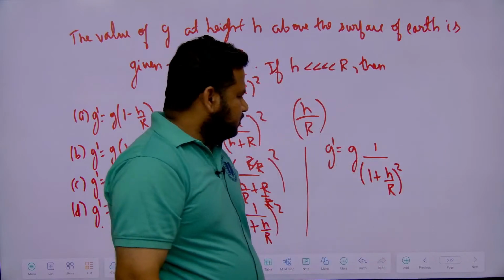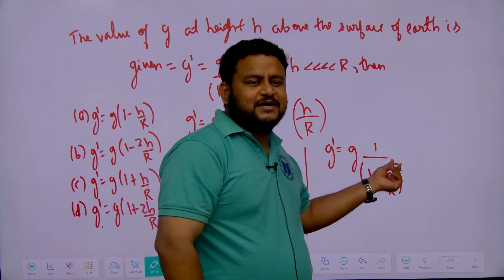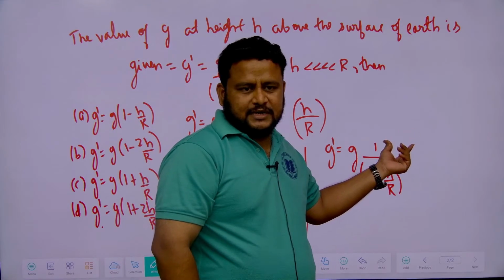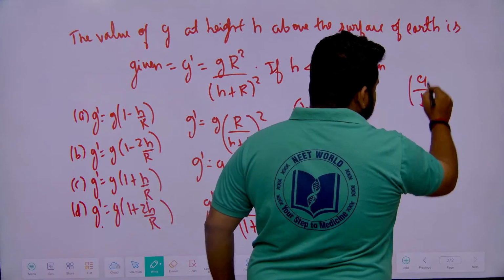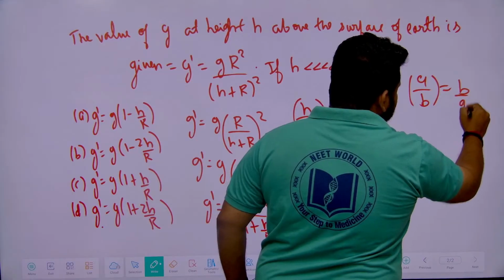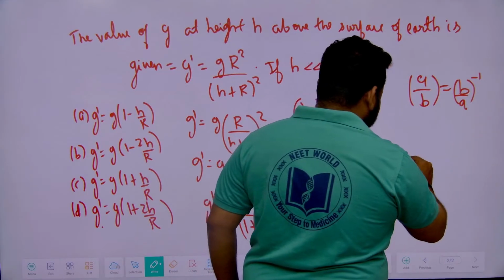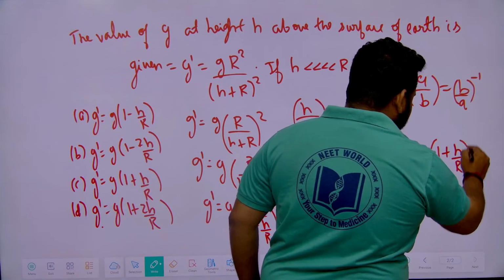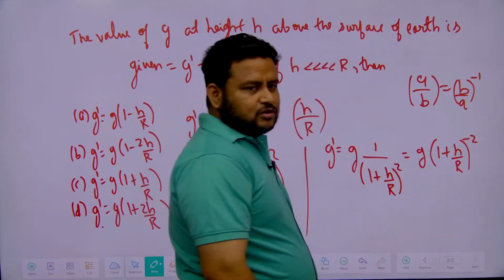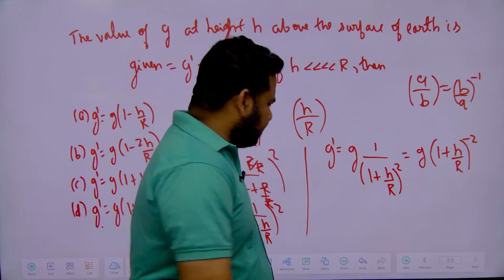Now if I take this to the numerator, this 2 will become minus 2, because we know the property that if A by B is made B by A, the power becomes minus 1. Correct? So this will go up, and it becomes G into 1 plus H by R to the power of minus 2. This is what we got.